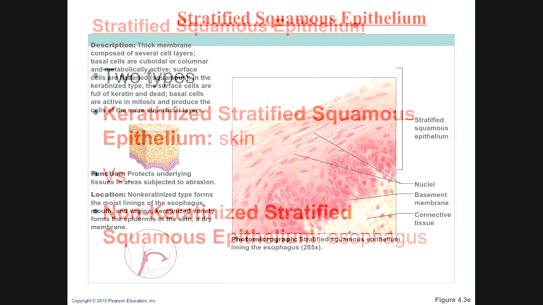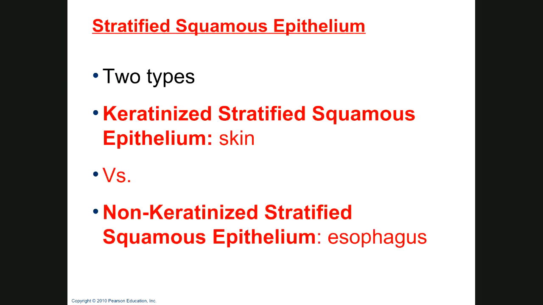Now, let's just complicate things a little bit. There are two types of stratified squamous epithelium. One type has what we call keratinized cells, and the other type has non-keratinized cells. Okay, so keratinized cells are cells that have made a protein called keratin, which is tough and dry. Think of nails. Nails are made of keratin, fingernails. Think of hair. Hair is made of keratinized cells. Think of calluses on the skin, they are made of keratinized cells.